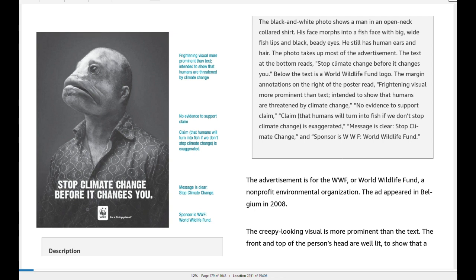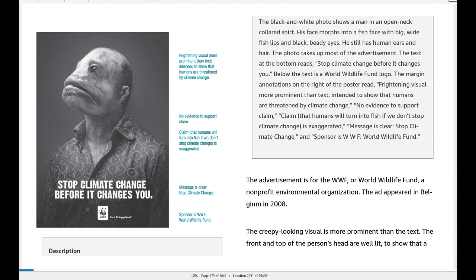The margin annotations on the right of the poster read, "Frightening visuals more prominent than text," intended to show that humans are threatened by climate change. "No evidence to support claim that humans will turn into fish if we don't stop climate change; is exaggerated." "Message is clear, stop climate change, and sponsor is the WWF, World Wildlife Fund."